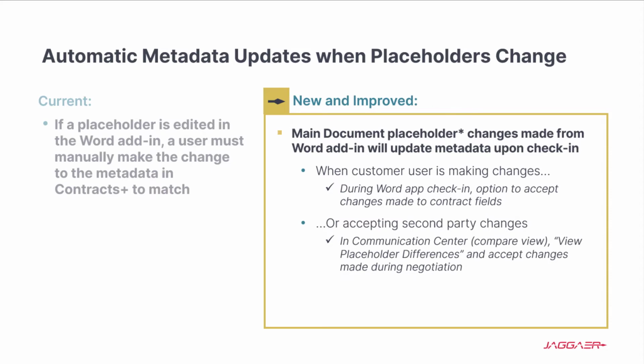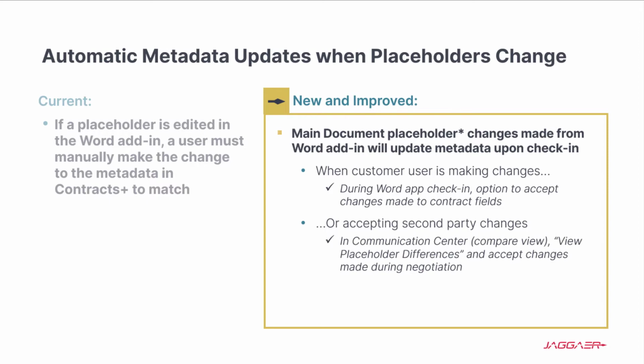The second way this may be used is when accepting changes that the second party or supplier has made to the placeholder values during negotiation. For example, maybe you have an external review round going on, and you run a compare in the Communication Center to compare your version of the main document to the one the second party sent back. There, you'll be able to view placeholder differences and either accept those changes or not. If you accept them, the update will be made automatically. You don't have to manually edit those fields on the contract.